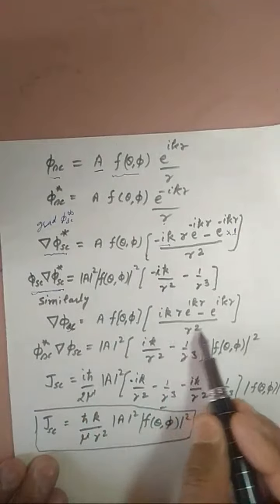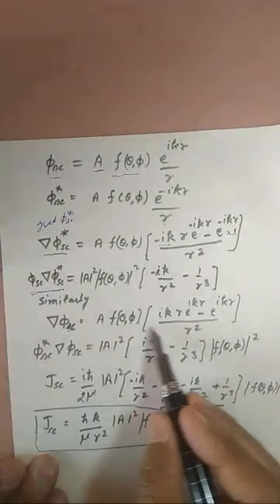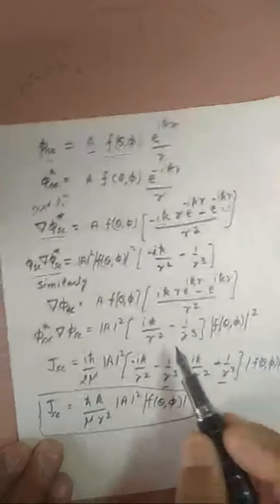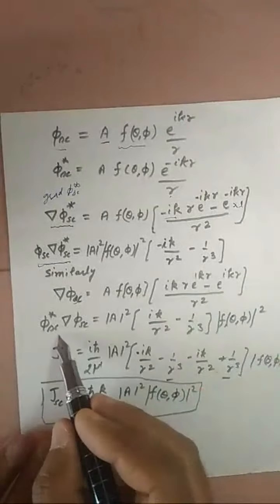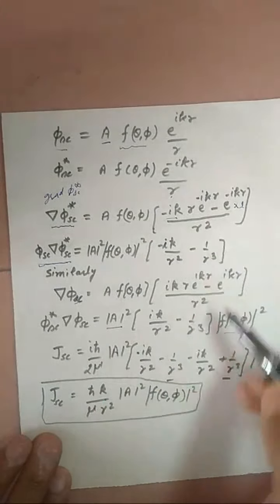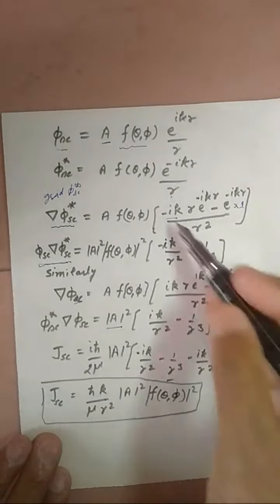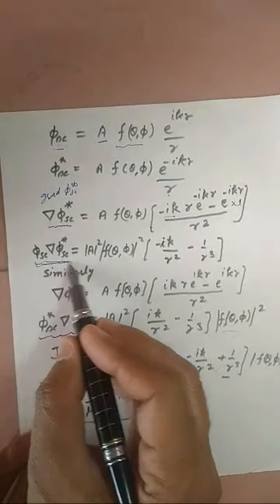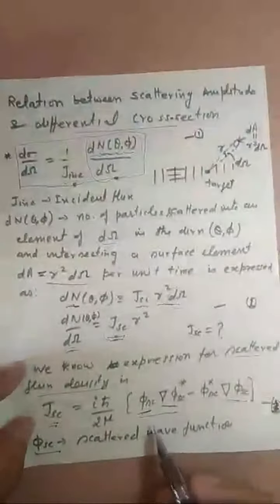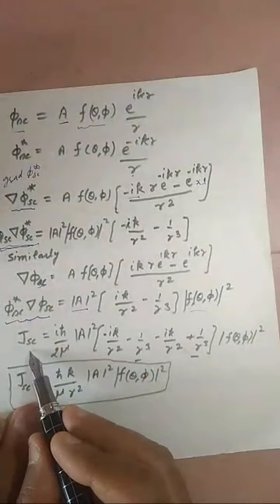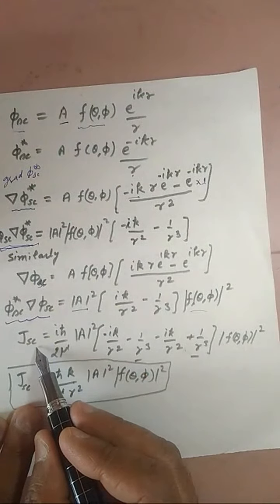So we will get this type of expression: f of theta, iota kr, exponential iota kr, minus iota kr. This is simple differentiation, and multiplying we get a square. We got the same term, the only difference is the minus sign. So on substituting the value of these two terms in this expression, for example equation number 3, we get the value of the scattered flux.